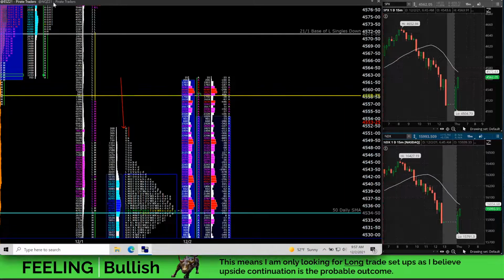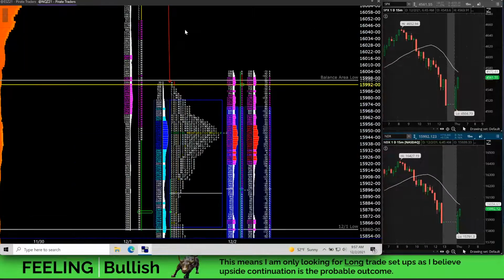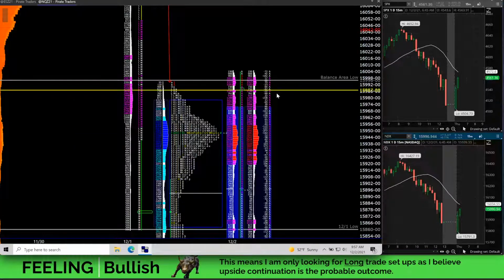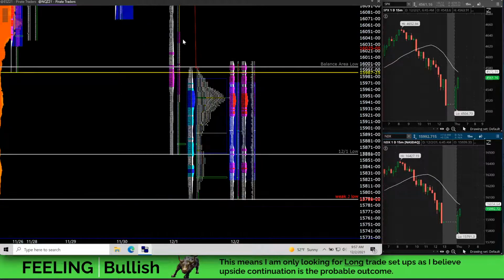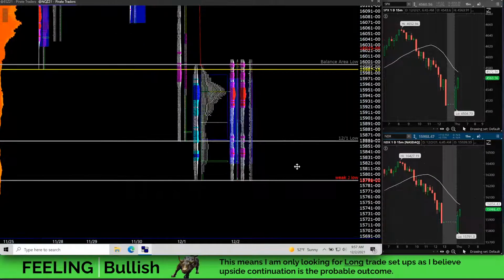NQ's finding some resistance at the overnight high. Yeah, just starting to poke above there now. That is also, I pointed that out yesterday during the private stream. It kind of feels like the NQ is in a massive balancing area, like a huge one. And that's just starting to poke up into that balance area.